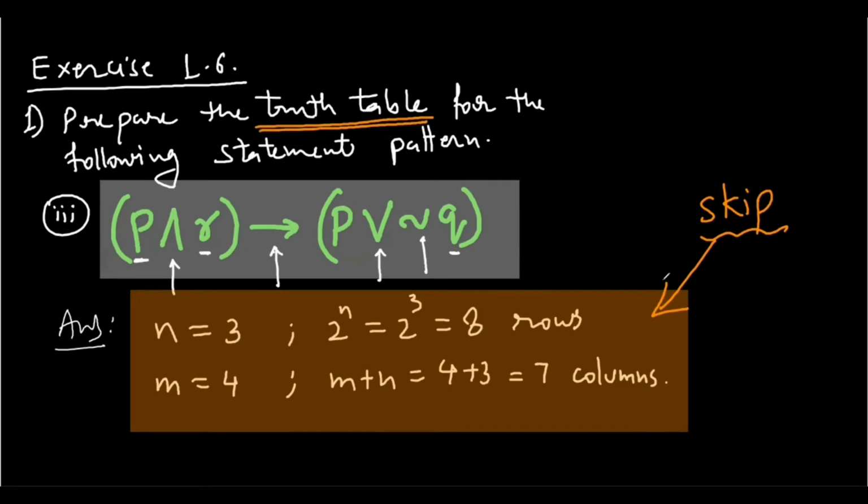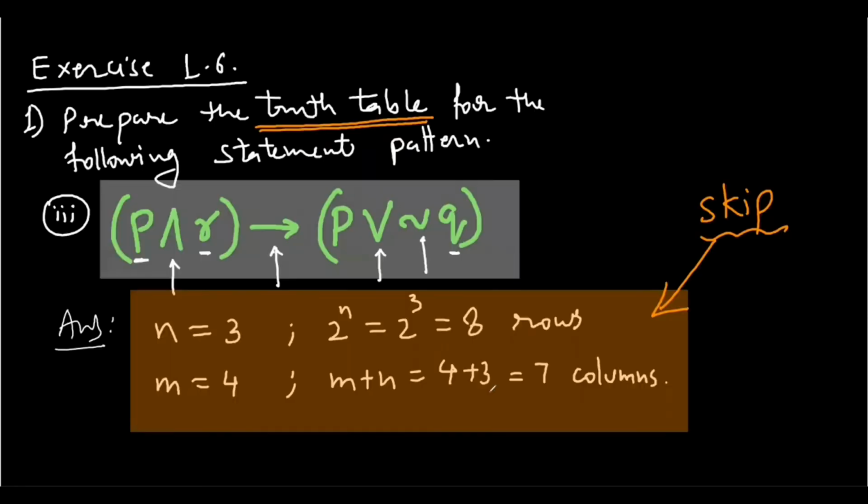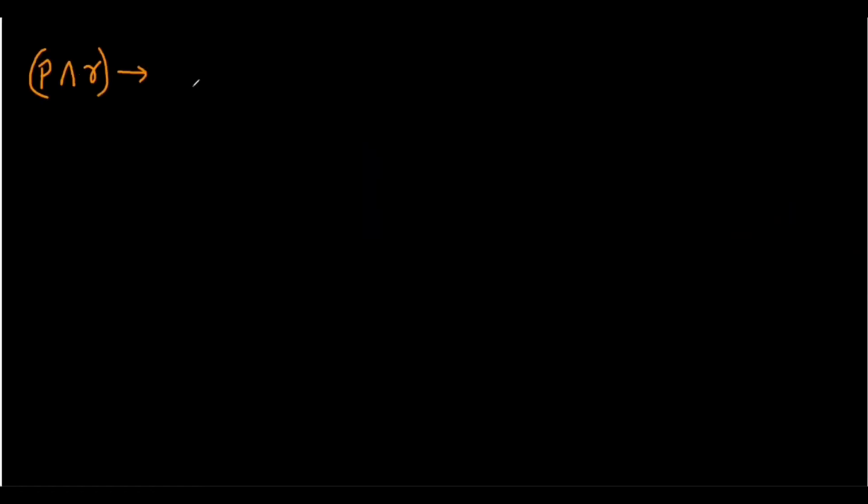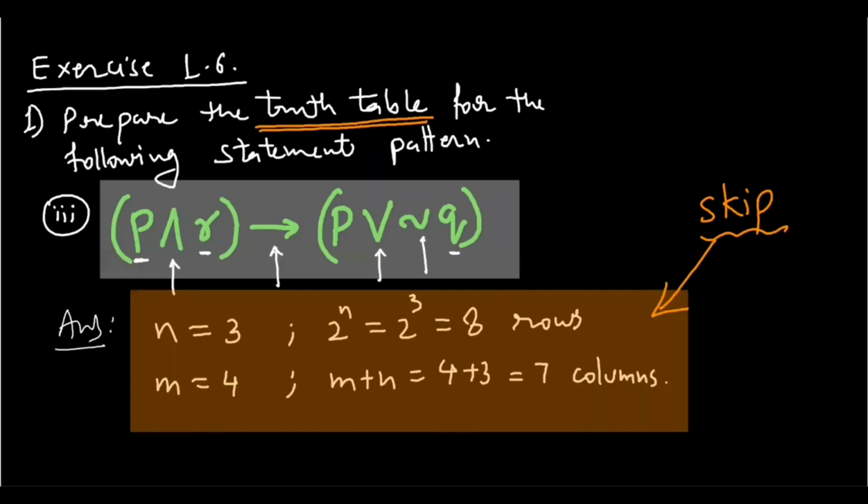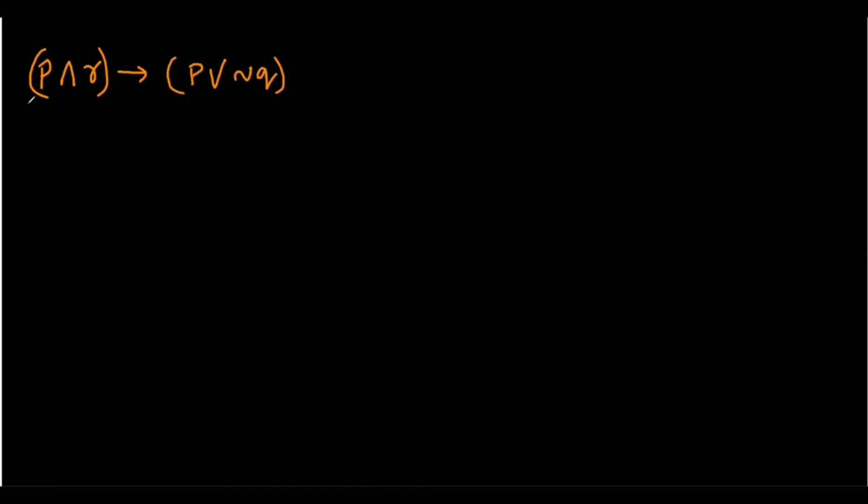So here I will begin with it. What was it? The statement pattern, let me write here once again. The statement pattern was P and R implies, P and R in a bracket, then implies what I had in another bracket, P or negation Q. This is what I had, right? Okay, I hope I remember it. Yes, fine. So now I will go for the truth table. I want you all to follow very keenly and attentively.